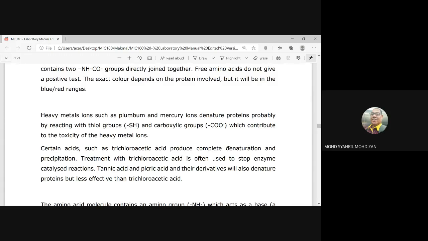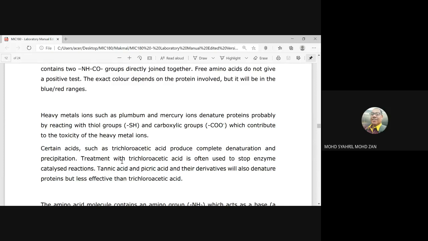What is the meaning of denaturation? Denaturation is a process of cutting the bonds of the molecules, and then the product will precipitate. So what is the meaning of precipitate? Precipitate adalah mendapan, okay. Daripada proses eksperimen tu akan dapat mendapan. Treatment with trichloroacetic acid is often used to stop enzyme catalase reactions.